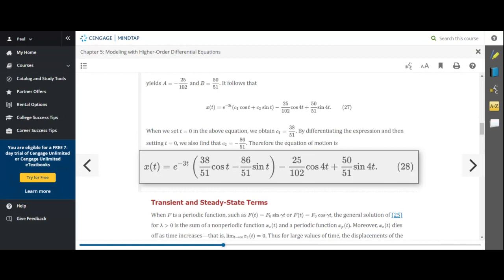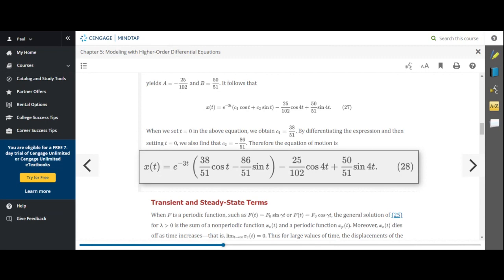So the first term is going to be transient. Okay, and then over time you're going to reach steady state. And the steady state portion of the solution is going to be the negative 25 over 102 cosine of 4t plus 50 over 51 sine of 4t. That's going to be the steady state solution. So you have a transient solution that goes to 0, and you have a steady state solution.